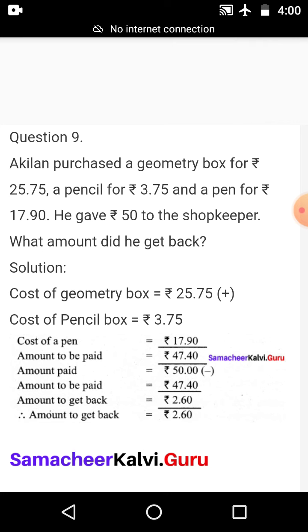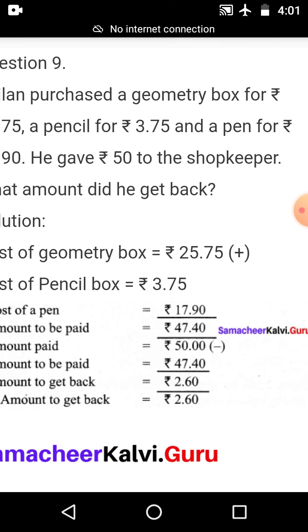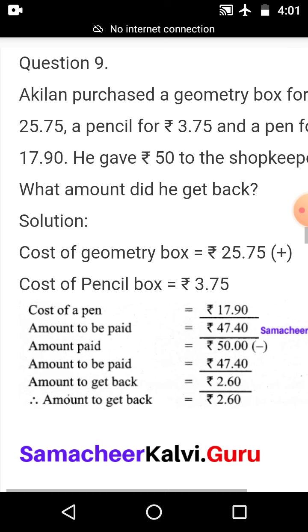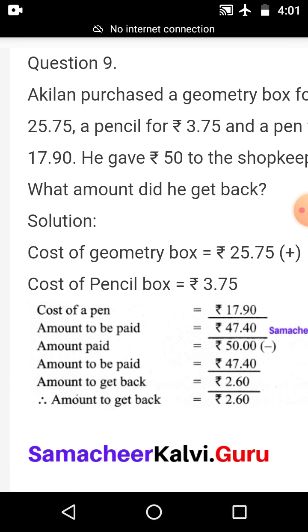In rupees 50 you have to add two decimal places, 00. In here 50 you have to put 00 for paise. Okay, ma. Then you can subtract it. You get the answer rupees 2.60. The amount he gets back from the shopkeeper is rupees 2.60. Okay, ma.